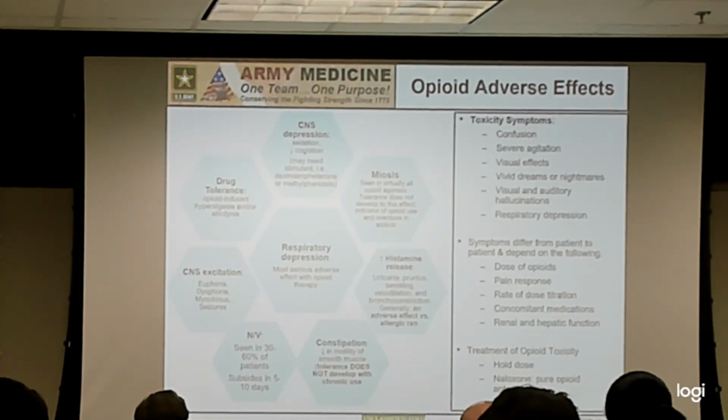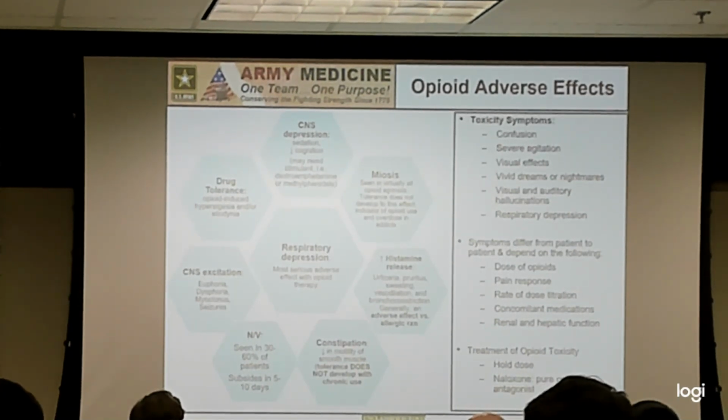Okay? So the treatment for that, we'll hold the dose for these patients, and we can also give our naloxone, which is our antagonist that we saw on our chart. So we're trying to block the effects of the opioids that we have in the system for that patient at that point to decrease the effects of their overdose that they're experiencing.